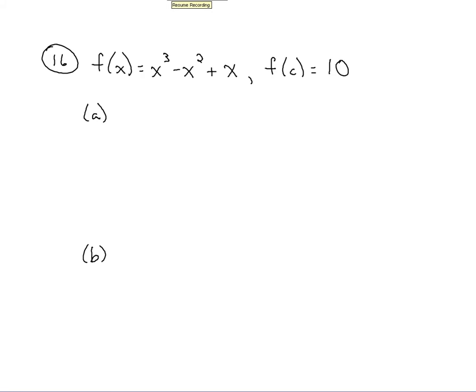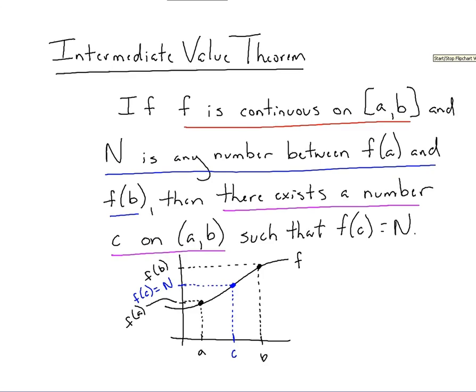Given the function, given that f of c equals 10, the first part says use the intermediate value theorem to show that there is a number c such that f of c equals 10. Okay, so if I go back to the theorem and break things down, the first part of this theorem, if I'm going to use it, is that we have to establish that the function is continuous on our interval a to b.